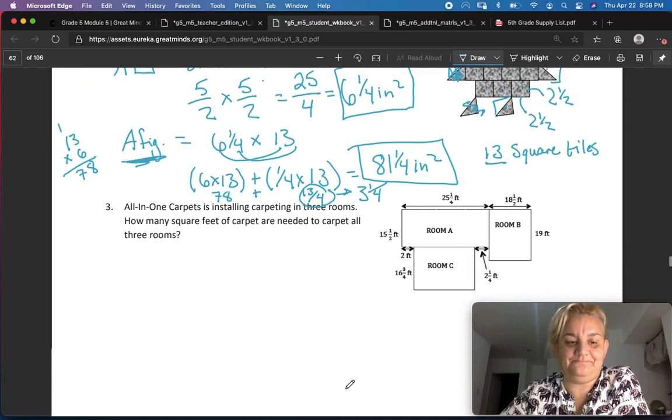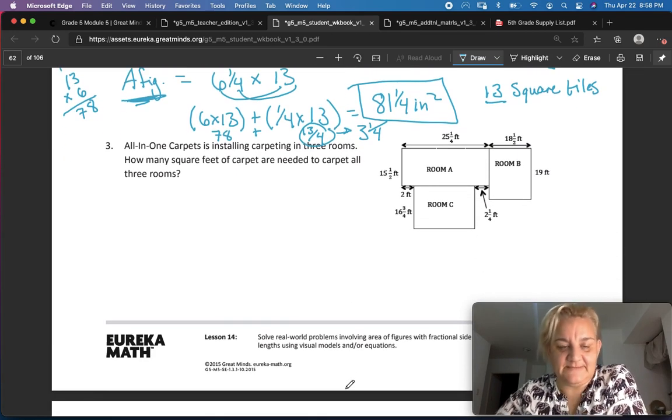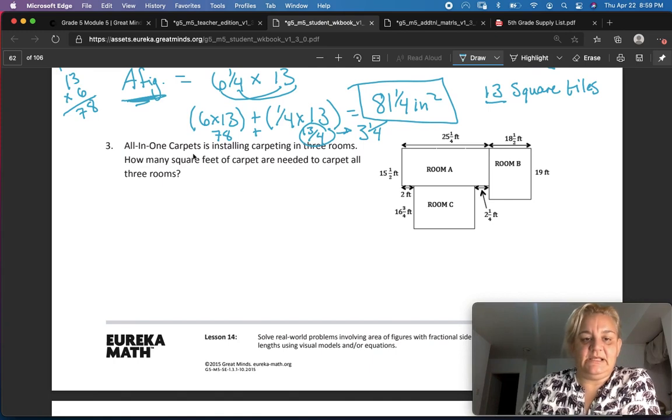Okay, number 3. All-in-One Carpets, that's a company, is installing carpeting in 3 rooms.